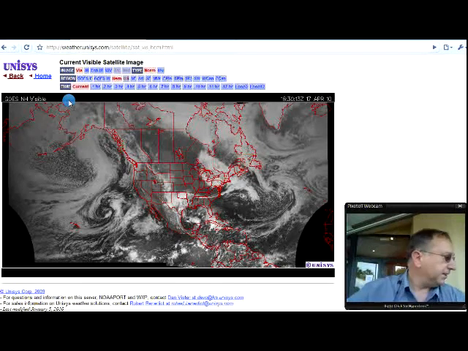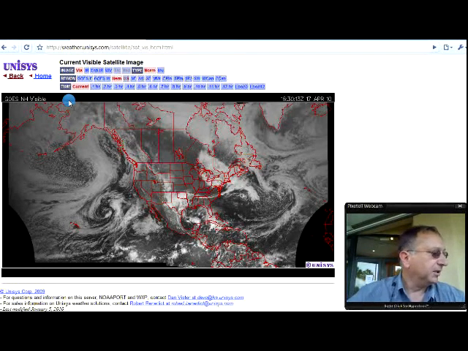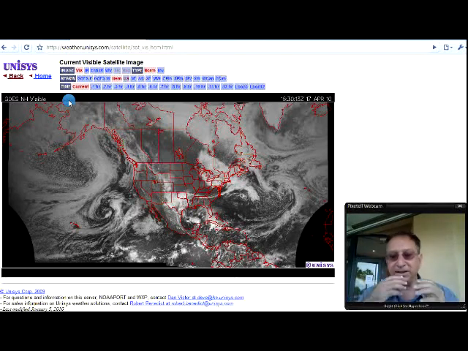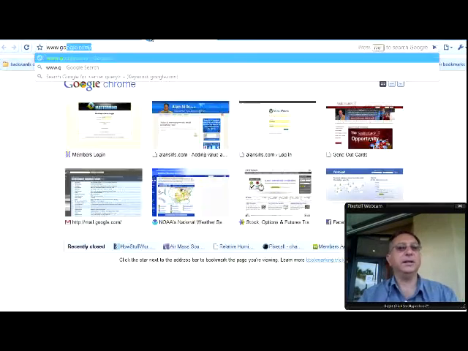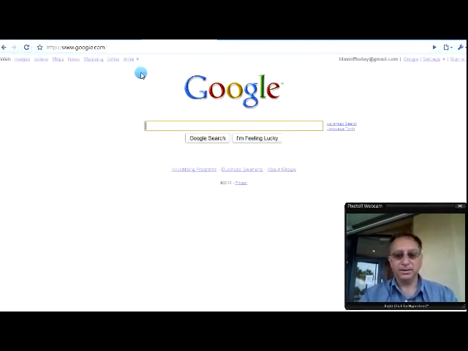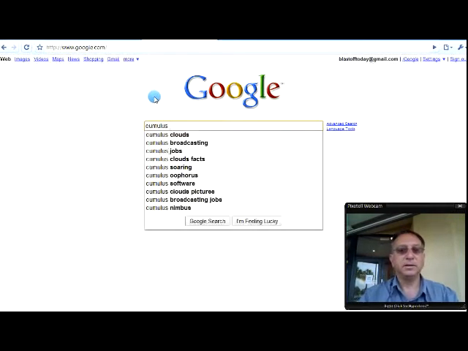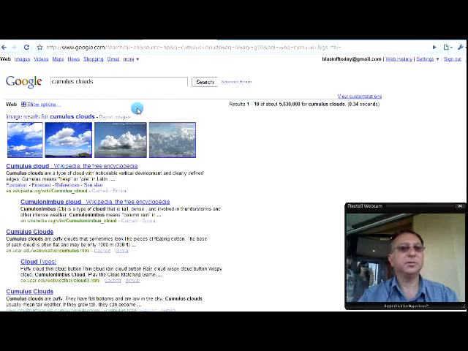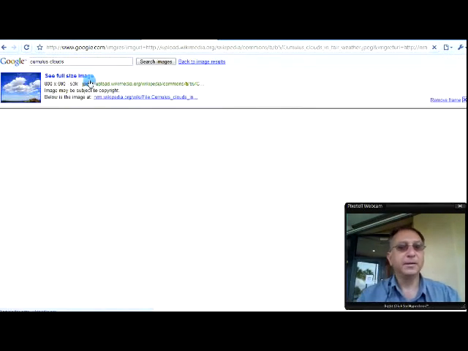So, as I look at the questions that I asked you to take a look at, the first one, number 10, says, explain why cumulus clouds are conspicuously absent over a cool water surface. Now, understand this. Cumulus clouds, and let me just go to Google and let's bring something up. Cumulus clouds, and this would be a nice picture.